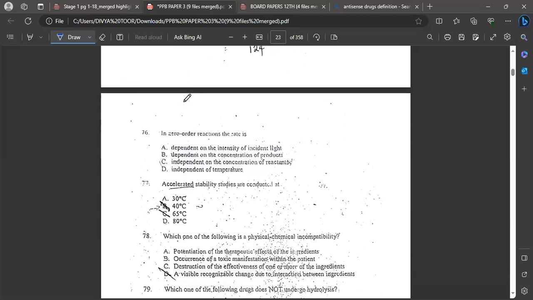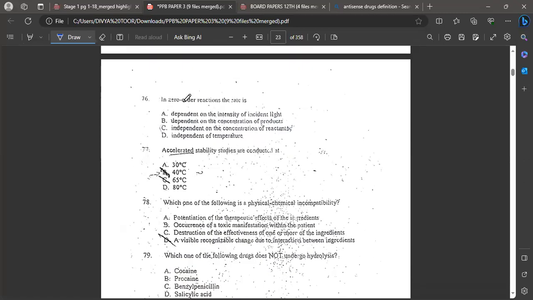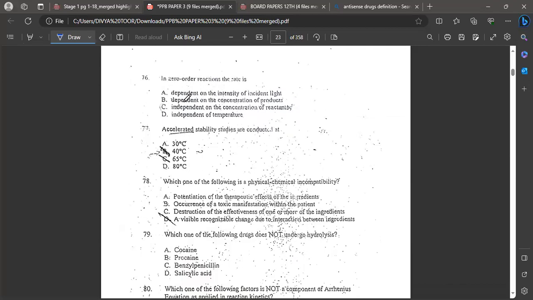Okay, so in zero order reactions, the rate is dependent on the intensity of incident light, dependent on the concentration of products, independent of the concentration of reactants, and independent of temperature. Independent of concentration of reactants. Yeah, true. Okay.